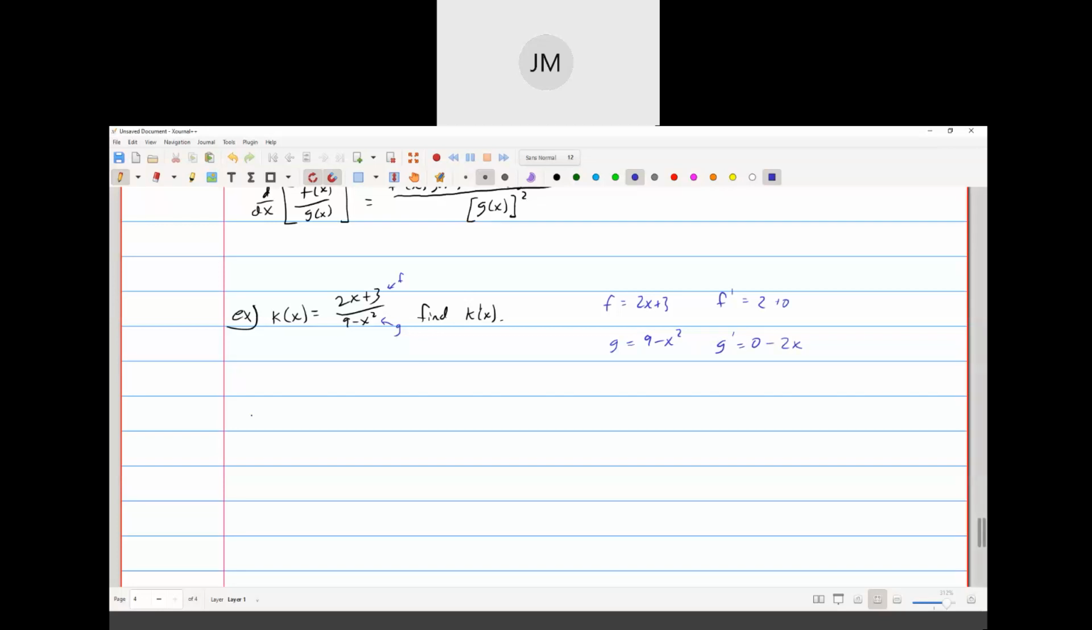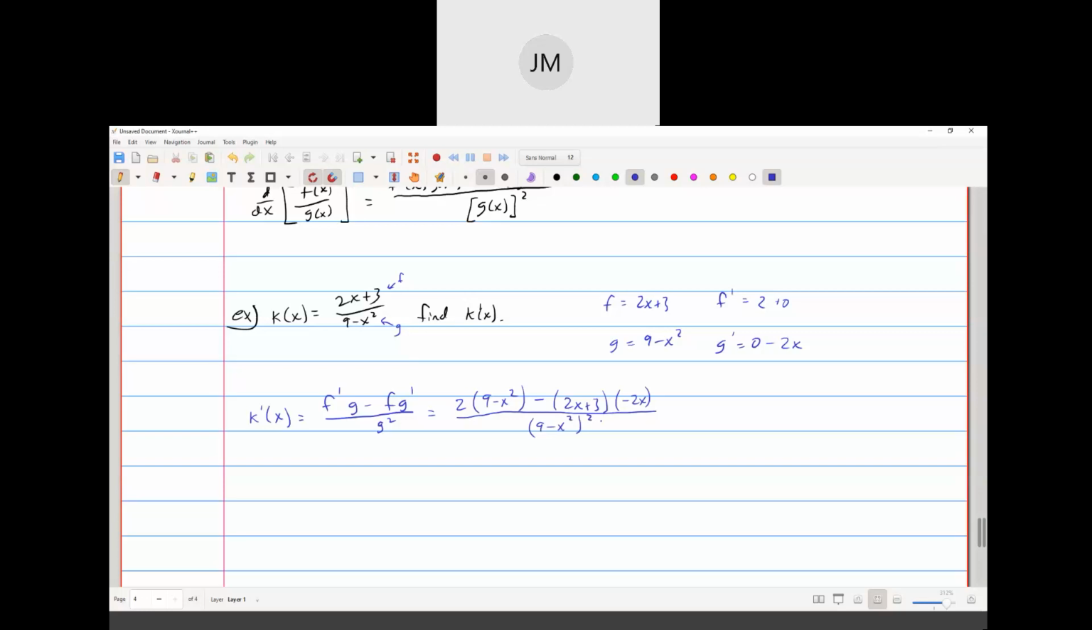Okay. So when I write the derivative of k of x, I can start with my quotient rule, f prime g minus f g prime all over g squared. And now I just fill in the pieces that I have computed over here. So f prime is 2, g is 9 minus x squared, I have a minus here, then f is 2x plus 3, and g prime is negative 2x. All of that is divided by 9 minus x squared, squared again.